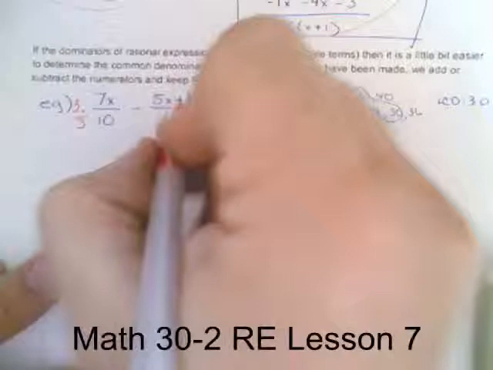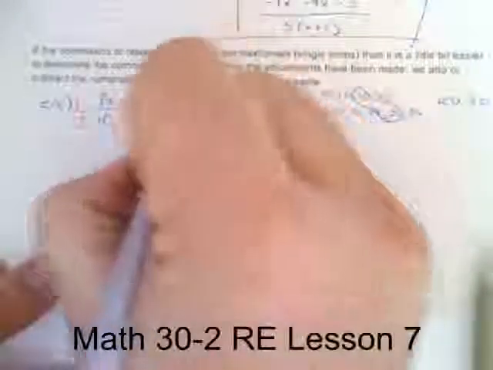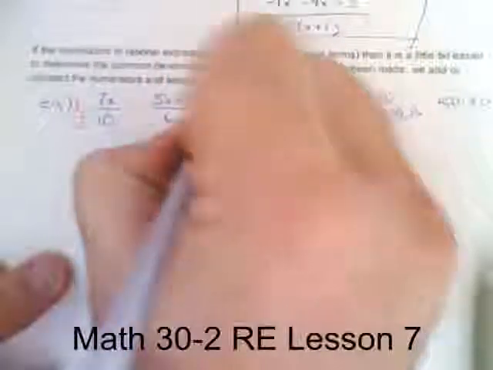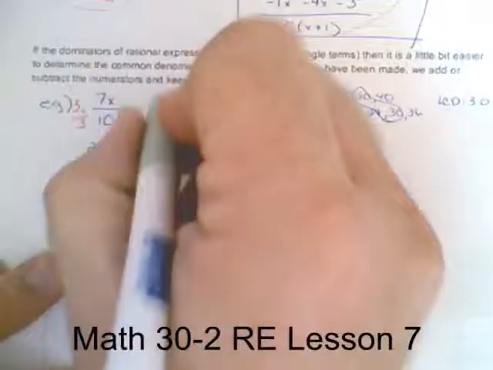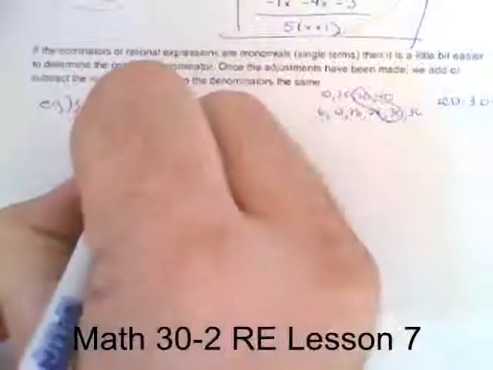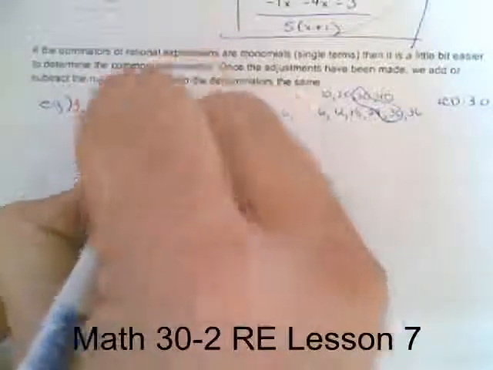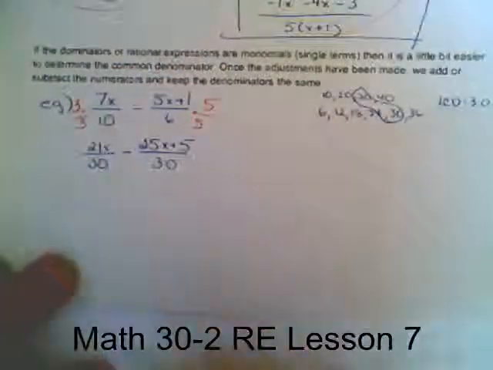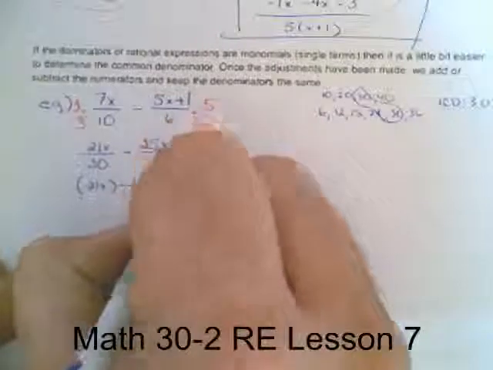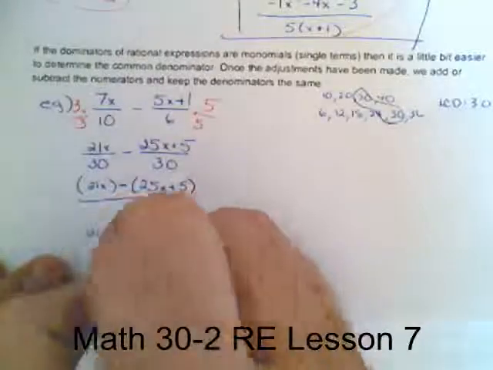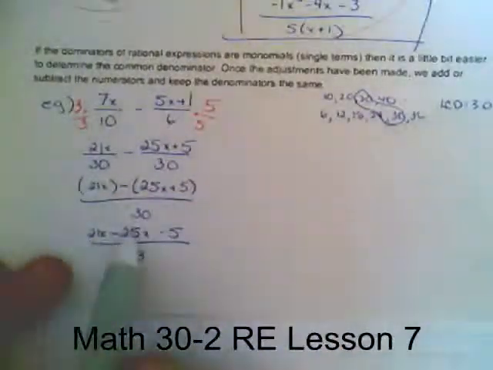Okay, so what do I need to multiply to this one? 10 times 3. Whatever I do to the bottom, I have to do to the top. Here, what do I need to multiply? 5. Whatever I do to the bottom, I have to do to the top. So cleaning this up, I'm going to have 3 times 7x, or 21x, over 30, minus, and here I'm going to end up with 25x plus 5, because it's going to be 5 times the whole thing, over 30. And then once all is said and done, now I just subtract. So I'm going to end up with 21x, and it's a subtraction, so I'm going to use these extra brackets, minus (25x plus 5), all over 30.